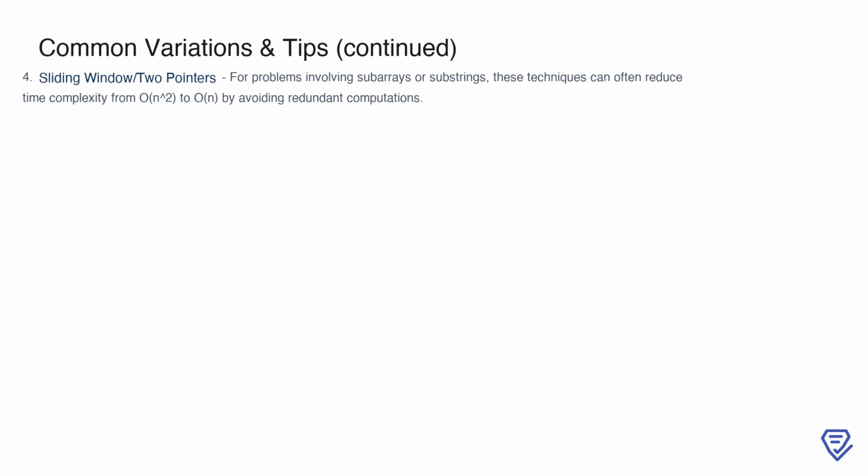Sliding window and two-pointer techniques are particularly powerful for problems involving subarrays or substrings. These methods can drastically improve efficiency by reducing time complexity from O(n^2) to O(n). The key idea is to avoid redundant computations and instead focus only on the elements that need to be processed at any given time. For instance, a sliding window dynamically adjusts to include or exclude elements as needed, while two pointers systematically move through the array to maintain a valid state. These techniques are versatile and widely applicable, making them essential tools in your problem-solving toolkit.